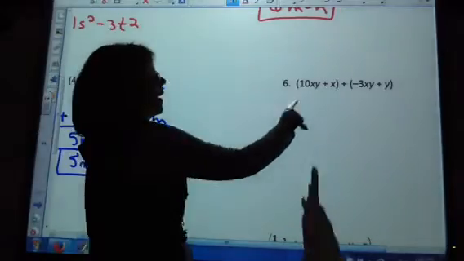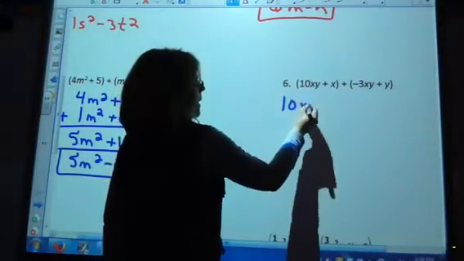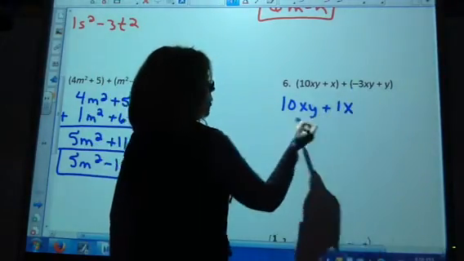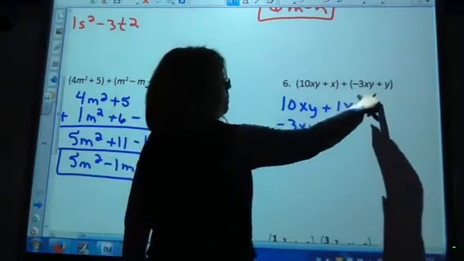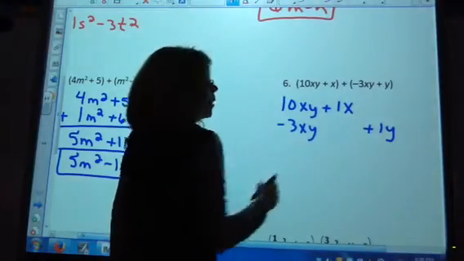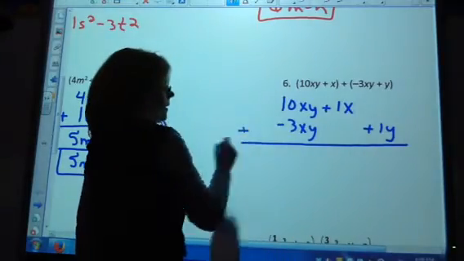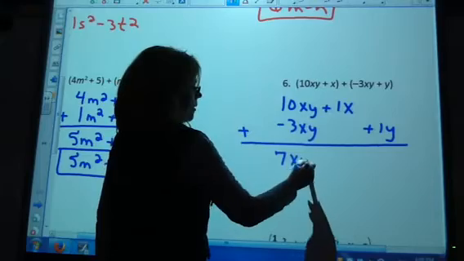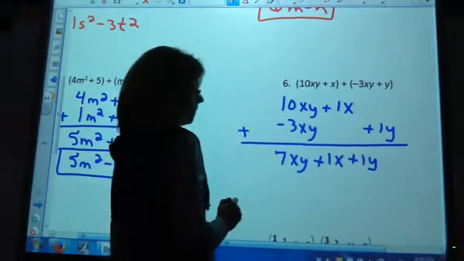Okay, now we have a binomial plus a binomial. So I have 10xy plus 1x. My negative 3xy is a like term with the 10xy. And my plus 1y is out here by itself. 1x and 1y are not like terms. They're different bases there, okay? And we are adding here. So 10 plus a negative 3 is 7xy. Bring down my 1x, bring down my 1y.